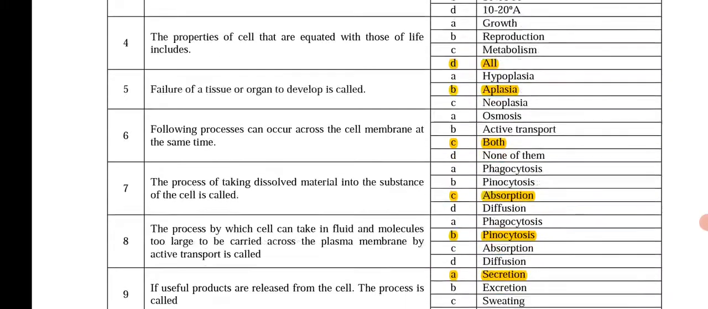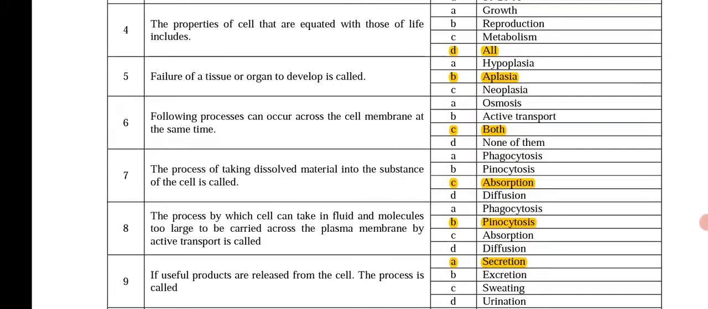The properties of cells that are equated with those of life include all: growth, reproduction, and metabolism. Failure of a tissue or organ to develop is called aplasia. The following processes can occur across the cell membrane at the same time: both osmosis and active transport. The process of taking dissolved material into the substance of a cell is called absorption.